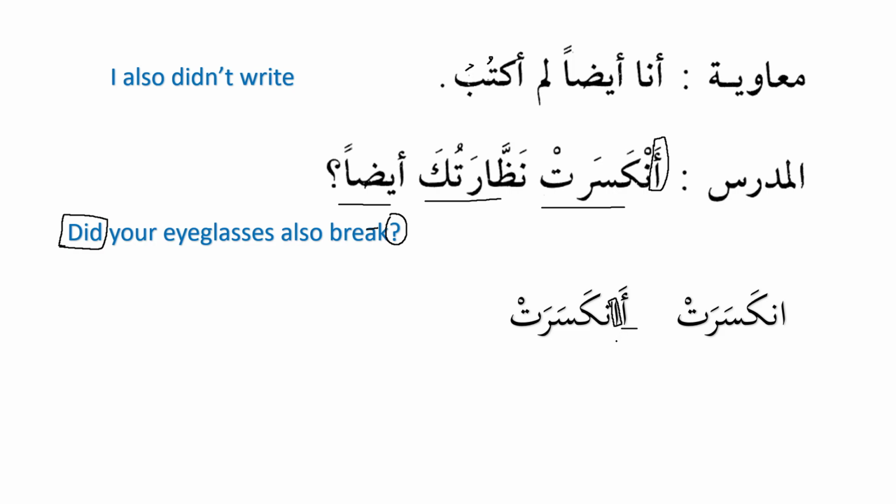So when it comes before hamzatul wasl, then it becomes sakin. So that's why it becomes ankasarat. So basically the idea is انكسرت نظارتك ايضا. Did your eyeglasses also break? But because of, you know, phonetic reasons, it's not possible to pronounce the hamzat al-wasl. So that's why it is dropped completely and it becomes انكسرت نظارتك ايضا. Did your eyeglasses also break?